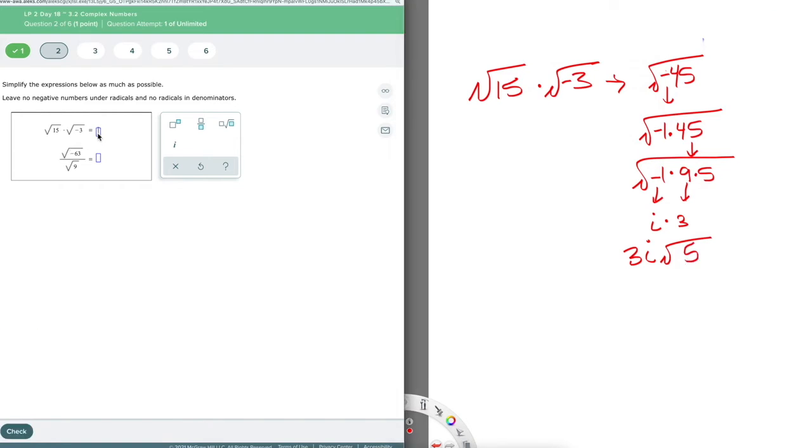So 3i, make sure you use this i, because if you try to do it on the computer, oh, it does work. I thought it wouldn't let me type it in, but it is letting me type in the i there.